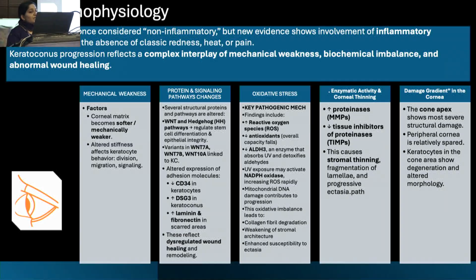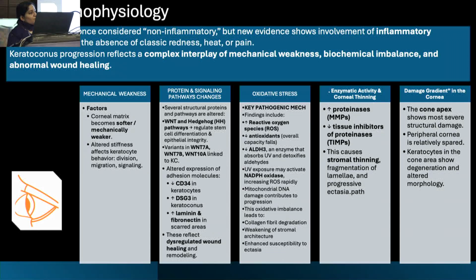Coming to pathophysiology, keratoconus was initially thought to be a non-inflammatory disease, but recent evidence shows it has more of an inflammatory pathology. Other than that, keratoconus formation is due to mechanical weakness, and the protein signaling pathways also show altered expression. CD34 levels in keratocytes have been seen to be reduced, and laminin and fibronectin are increased in the scarred areas, which suggests a dysregulated wound healing.